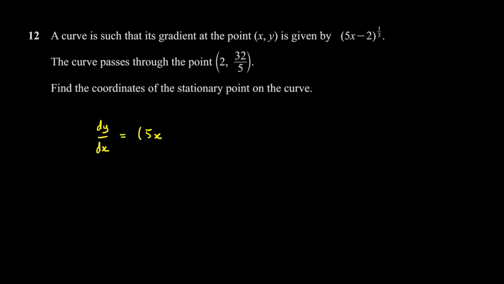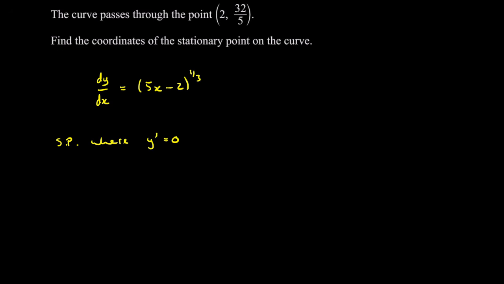So dy/dx is (5x − 2) to the power of a third. That's the first thing you need to realize. Now, what is a stationary point? A stationary point is where dy/dx is equal to 0. In other words, we want to find where y prime is 0.